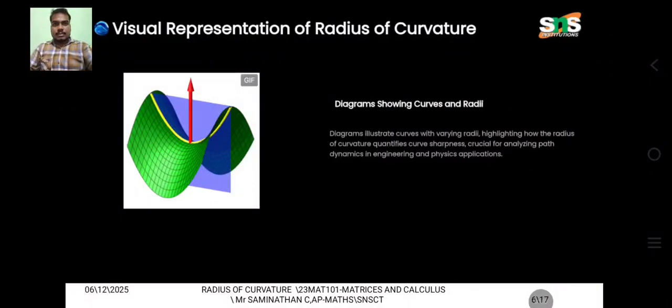Hello all. In this video, we see the visual representation of radius of curvature. The radius of curvature is visually represented as the radius of the osculating circle, an imaginary circle that fits a specific point on the curve most strongly. That is the visual explanation.